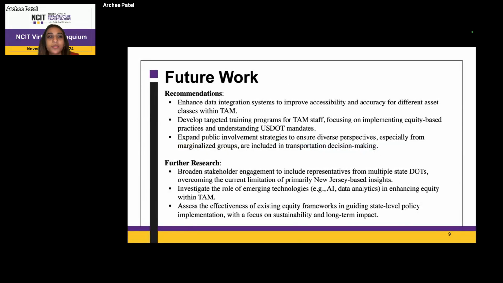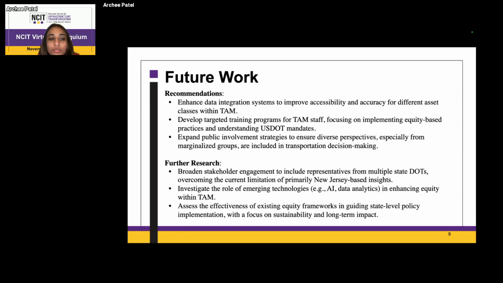Yeah, thank you. For future work, to continue addressing these challenges, I propose several recommendations. Firstly, enhancing data integration systems. This could improve data accessibility and accuracy for different asset classes. Secondly, developing a targeted training program for TAM staff to help understand and implement equity-based decisions. Thirdly, expanding public involvement in this type of strategy would ensure diverse perspectives.